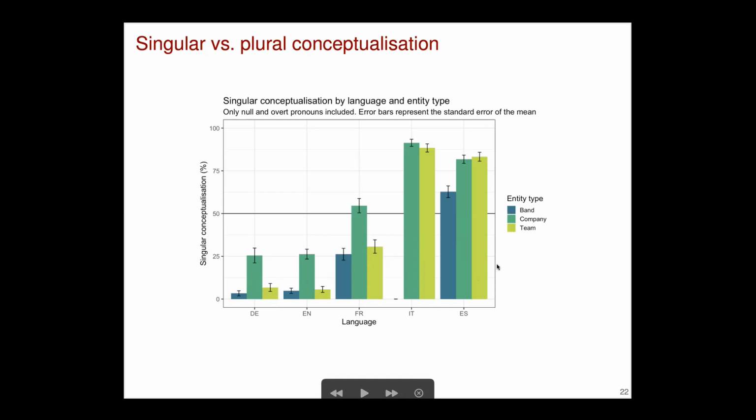And as you can see across languages, in German and English, generally plural is a lot more common, whereas French is again a bit in the middle. In Italian and Spanish, singular is way more common, with the exception of Italian bands here, which has a specific reason, because with Italian bands you're required to use a plural definite article, which then obviously triggers plural agreement. So again, we have significantly different conventions across languages.